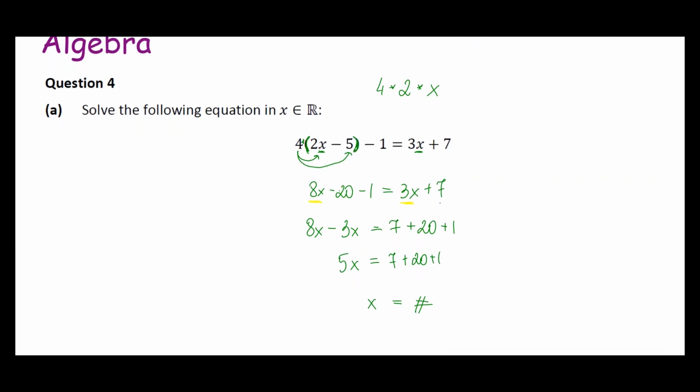Okay, so the last thing, I want x, not 5 multiplied by x, because 5x means 5 multiplied by x. How do I get rid of that 5? To get rid of multiplication, we divide. But if we divide one side of the equation, we have to divide the other side of the equation. And why do we divide? Because 5 divided by 5 is 1, and 1 multiplied by x is x.